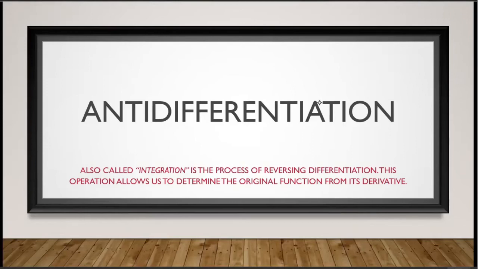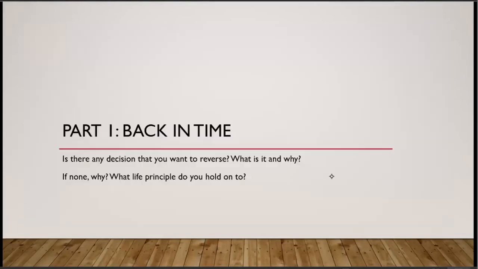Kasi you already know the answer, you already know how to check whether you got the correct answer or not. And that I will let you see in a while when we begin with our examples, okay? So anti-differentiation is an operation that allows us to determine the original function from its derivative, all right? So hang on there, we can do this.